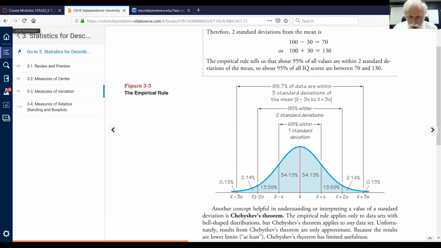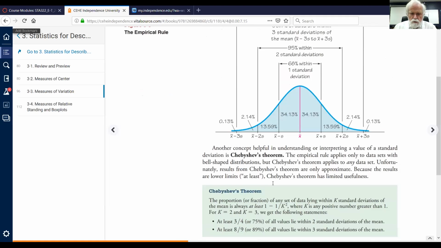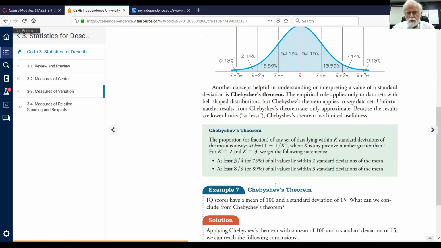Further out, we get 99.7% of the data within 3 standard deviations of the mean. So the vast majority of data is really centered between plus and minus 2 standard deviations of the mean, and almost all the data are within 3 in a normal distribution. Normal distributions are expected when we have a large enough data set.